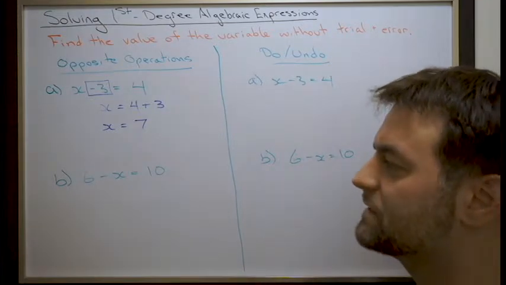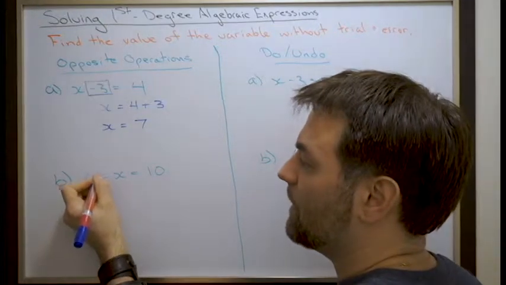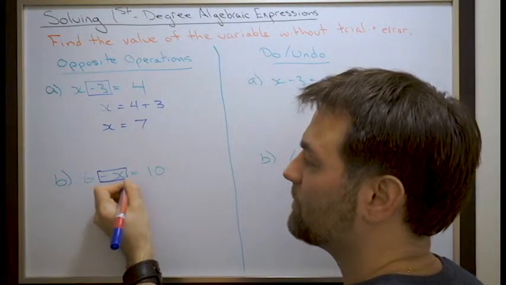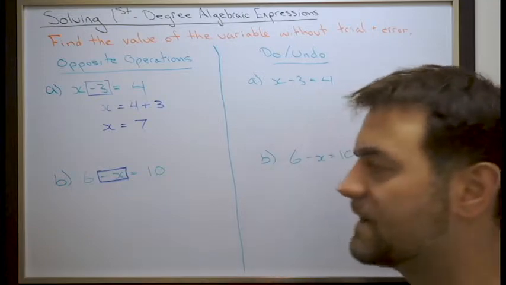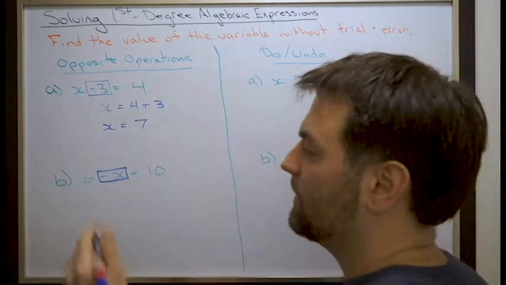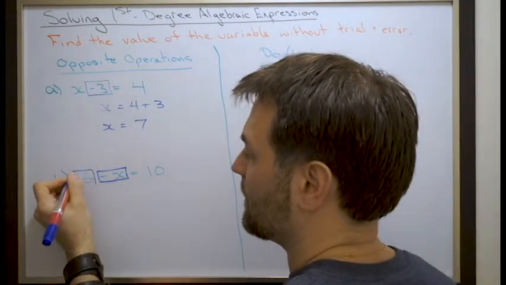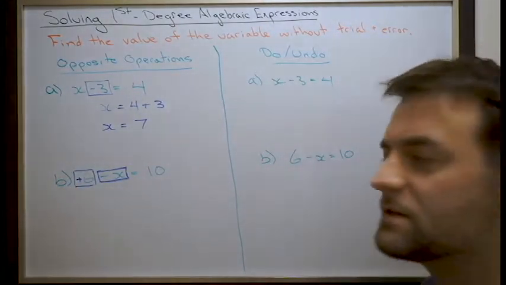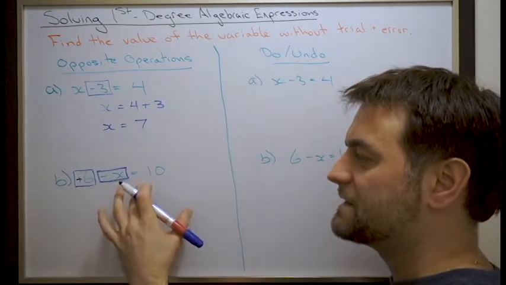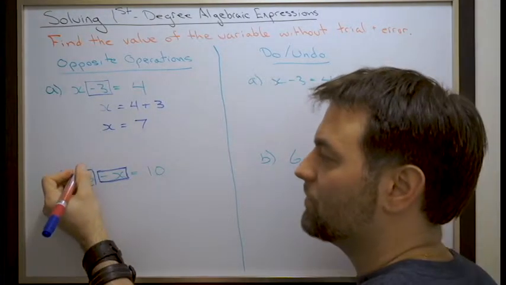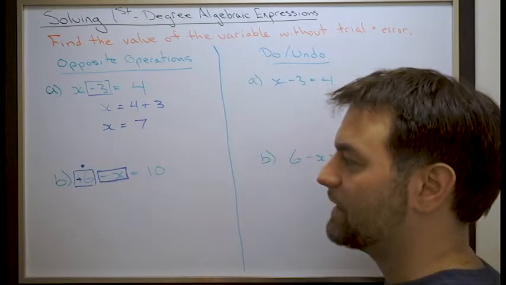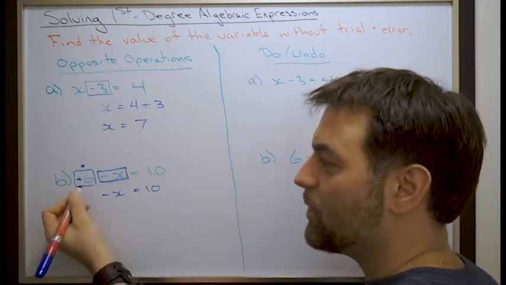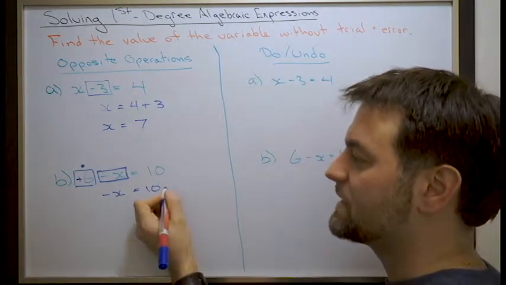In the next case, we have a 6 minus x. So notice this is one piece here. This minus x is one piece. And the 6 over here, that's a plus 6. So it's not negative 6 and minus 6, it's 6 minus x equals the 10. We're going to move this one here, and we're going to leave the minus x. So minus x stays along with the 10, and we move that plus 6 to the other side.